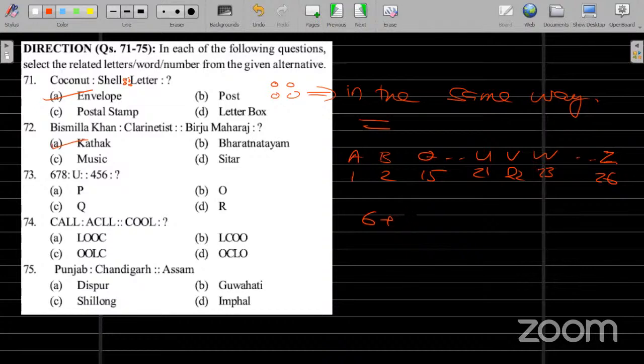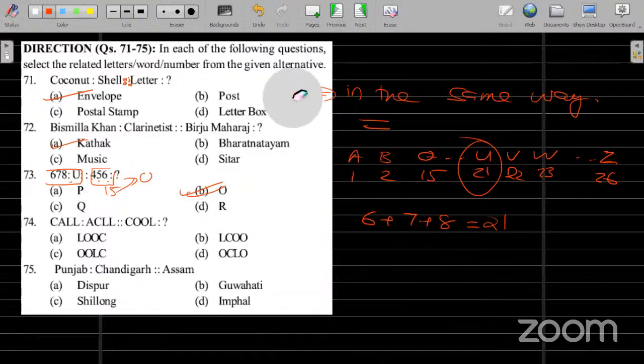678, just add the digits: 6 plus 7 plus 8, 6 plus 7 is 13, plus 8 is 21. That is the place value of U. So 678 is related to U. 4 plus 5 is 9, plus 6 is 15. The letter is O. So the answer will be O. Okay. Next question.